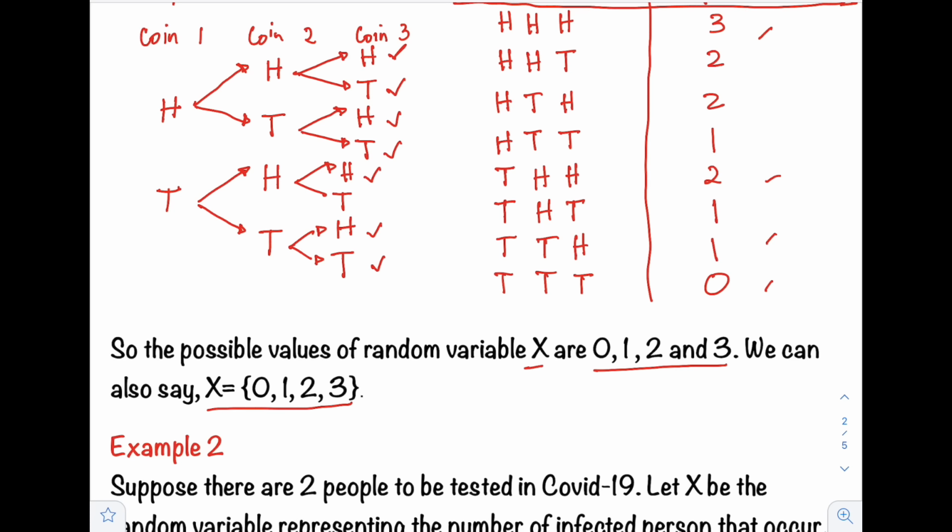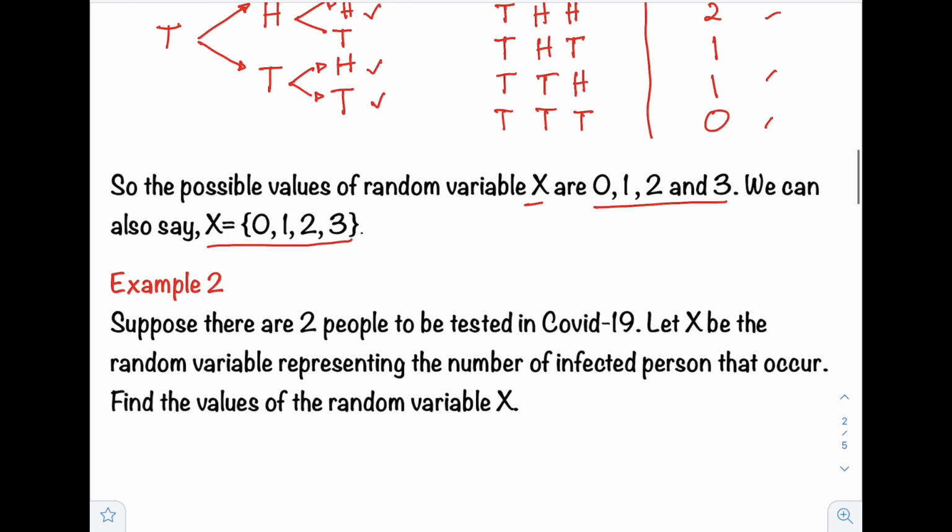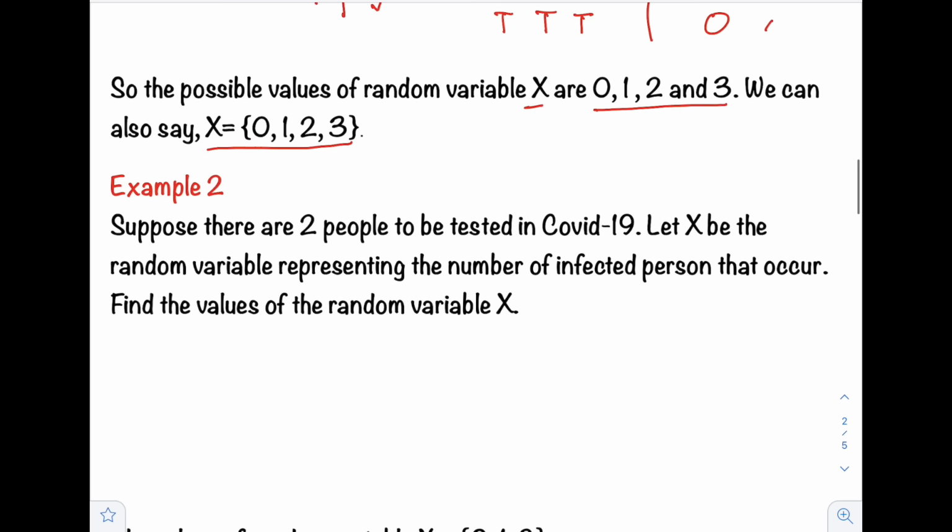So, next, let's have example number 2. So, suppose there are 2 people to be tested in COVID-19. So, let x be the random variable representing the number of infected person that occur. So, find the values of the random variable x.